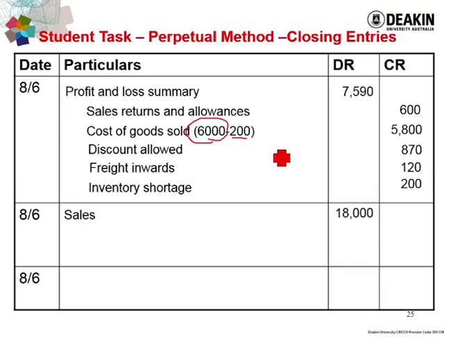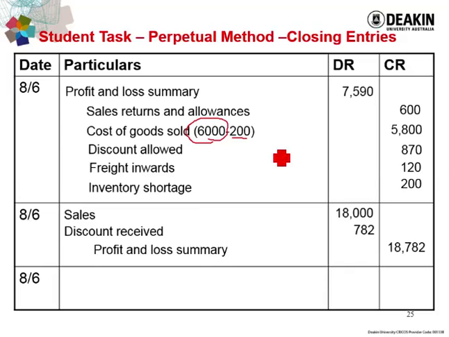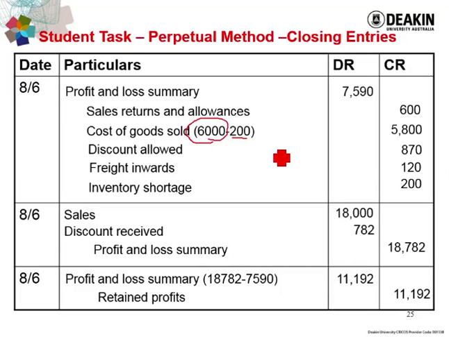To do this, we debit sales revenue 18K, we debit discount revenue or discount received 782, and then we credit the total 18782 to P&L summary. In this case, because our income is greater than expense, we have a net profit and we have to close our net profit to retained profit. To do this, we debit profit and loss summary 11192 and we credit retained profits 11192.